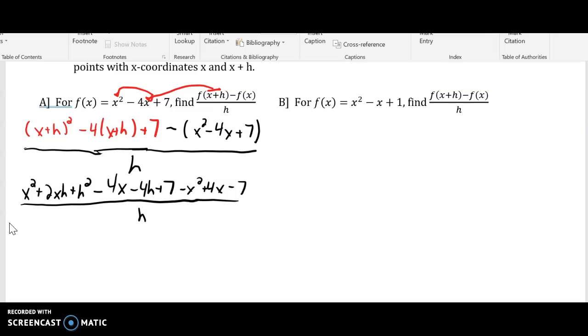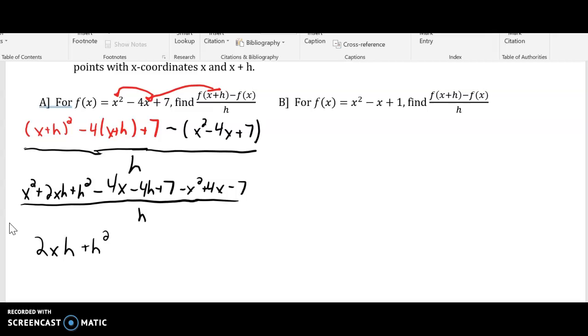So now we got to combine some like terms. Now a lot of stuff should cancel. If nothing cancels, you definitely messed up. So notice what happens with our x squareds. The x squareds go away. What happens with the 4x's? They go away. If you need to cross them off, please do so. Notice nothing cancels with the 2xh. So I got to write that down. 2xh. Does anything cancel with h squared? Nope. So I got plus h squared.